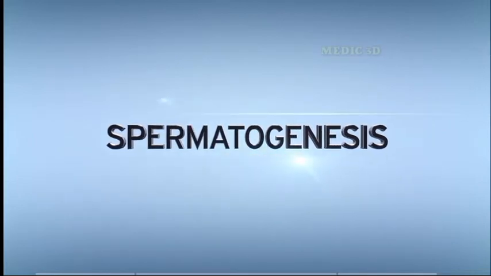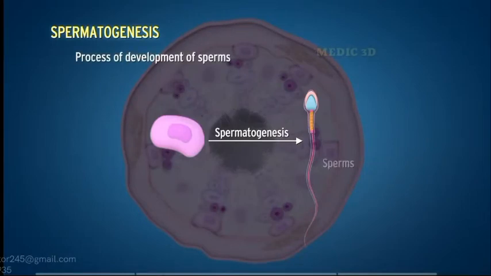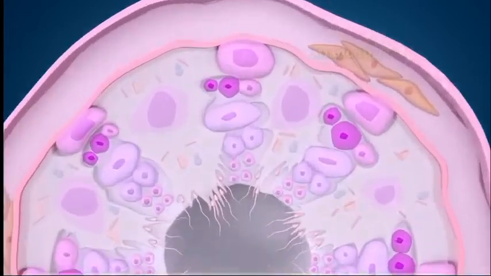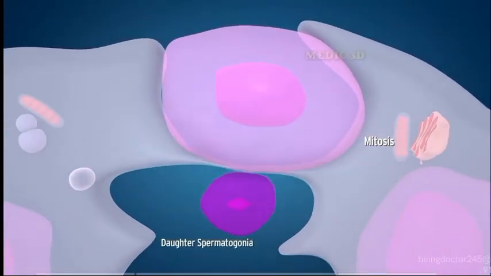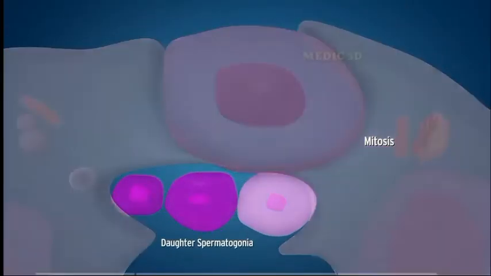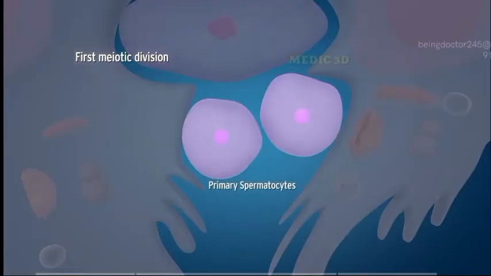Spermatogenesis. Spermatogenesis is the process of development of sperms from the germ cells. The primordial spermatogonia divide mitotically to form daughter spermatogonia. Few of these daughter spermatogonia migrate apically from the basal lamina and enter into the first meiotic division, and these cells are called the primary spermatocytes.